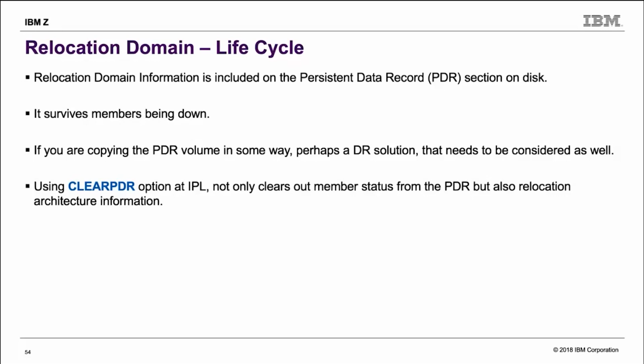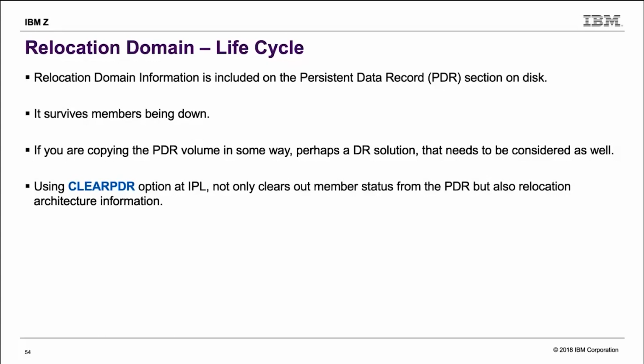Sometimes, especially if we're doing a mirrored cluster and we don't want that information, there is a clear PDR option in IPL Farm that we can use, which will clear out that PDR and essentially acts as a hard reset for our SSI. Now, I use clear PDR all the time on my second level test SSI setup because I want every IPL of that test system to be fresh and new.